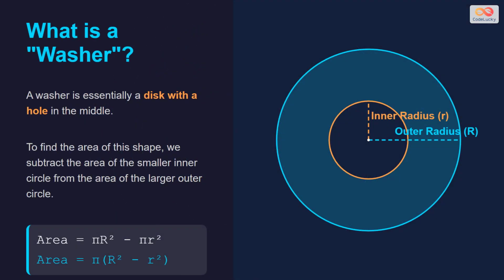Before we calculate volumes, we need to understand the shape we are summing up. A washer is simply a disk with a hole in the middle. To find the area of this face, we calculate the area of the large outer circle using pi times big R squared and subtract the area of the small inner hole, pi times small r squared. Factoring out pi gives us our working area formula.